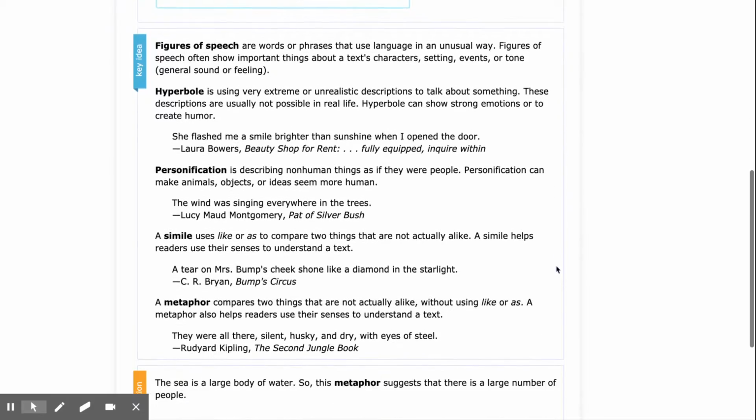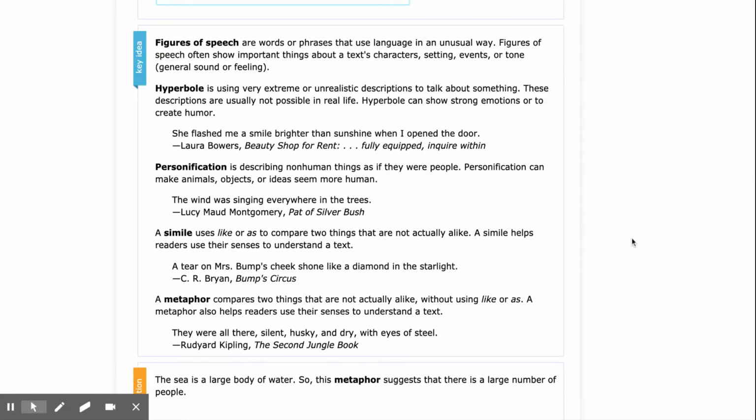First, let's look at our notes under key idea. Figures of speech are words or phrases that use language in an unusual way. Figures of speech often show important things about a text's characters, setting, events, or tone, general sound or feeling.